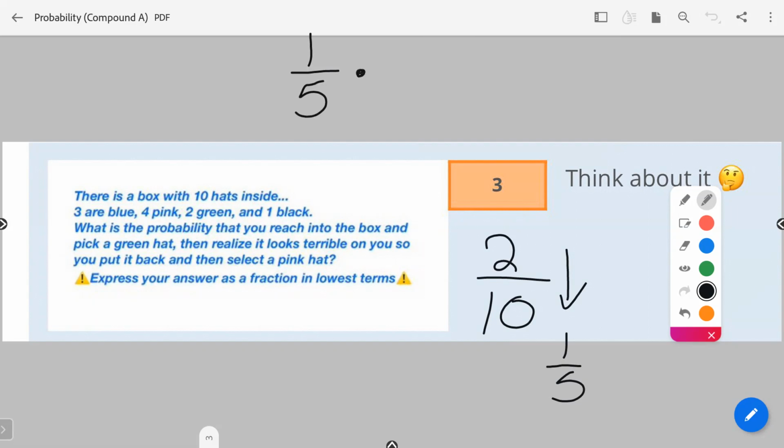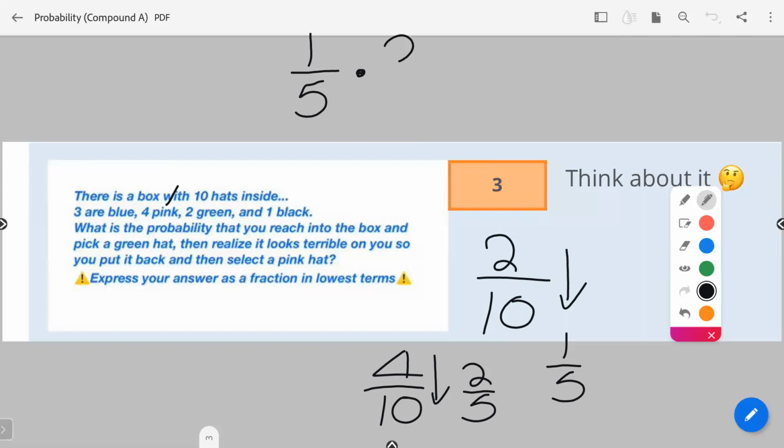Now, I don't want it. So that means I took the green hat and I threw it back into the box. So because I threw it back into the box, now what I know, again, is that there are 10 hats still in the box. So if I want to find now the probability of picking out a pink hat, count how many pink hats are in the box. There are 4 of them, and there's still 10 hats in that box, because remember, I put the green one back. And then when I reduce this into lowest terms, I'm going to get 2/5. So that is the probability of my second event. That is the probability of reaching in there and pulling out a pink hat.